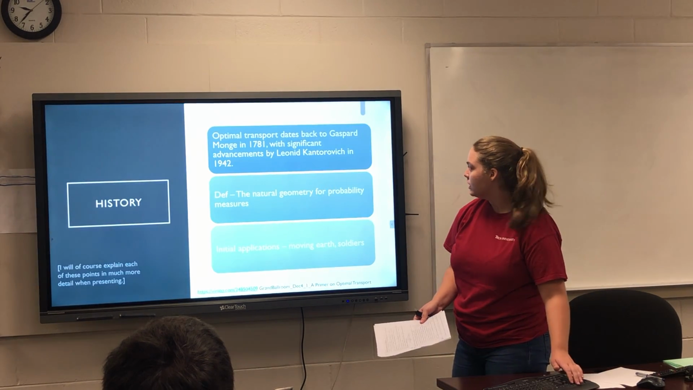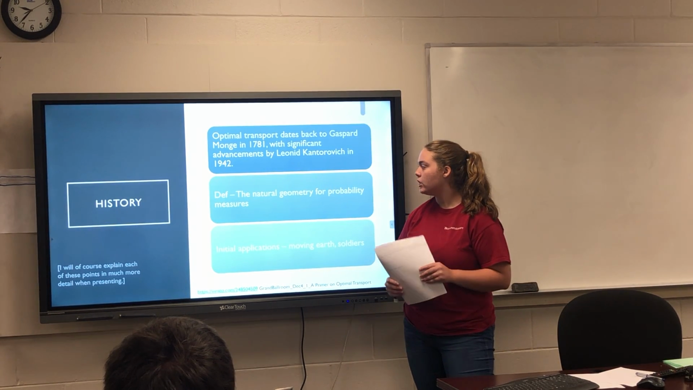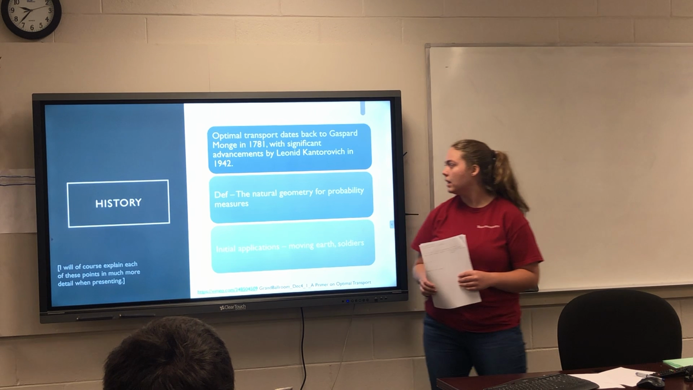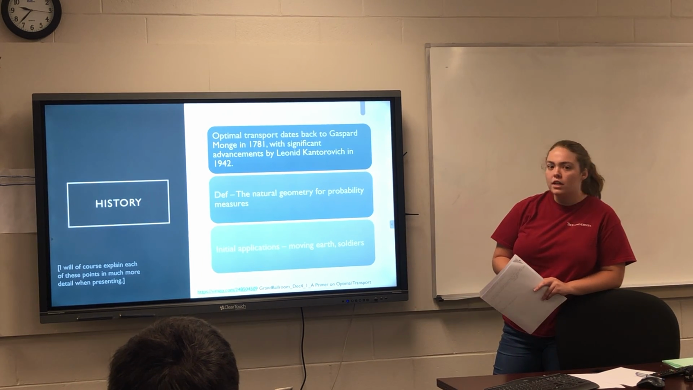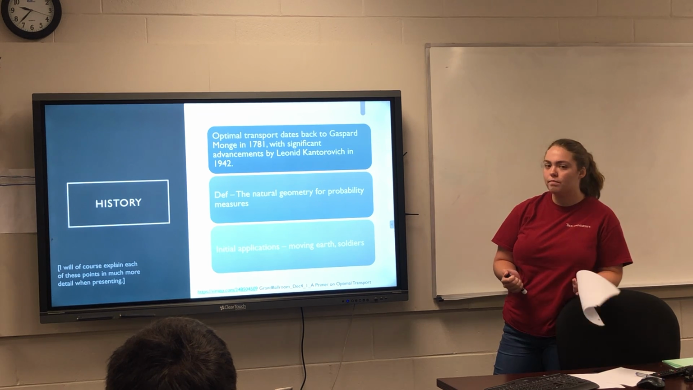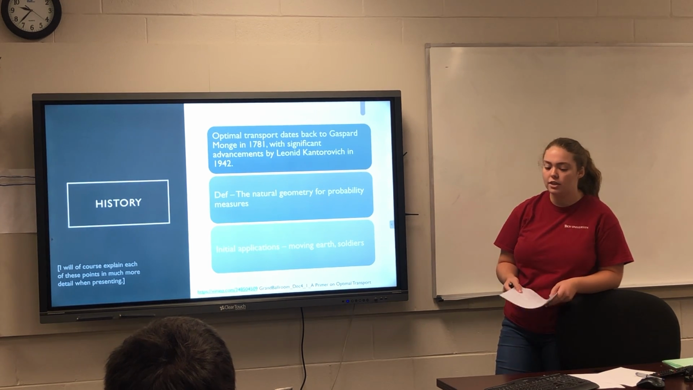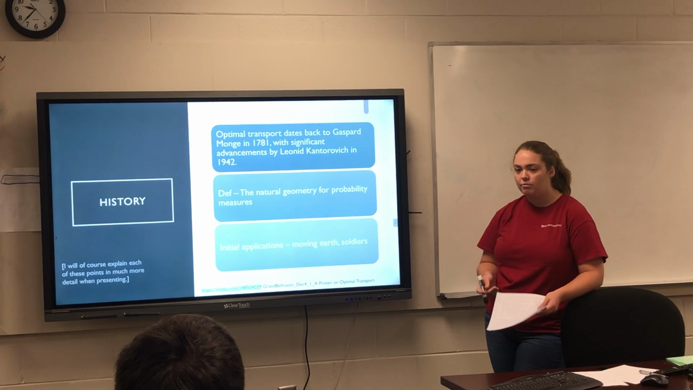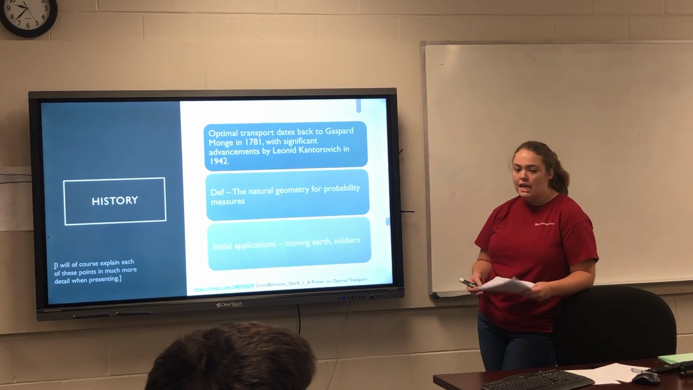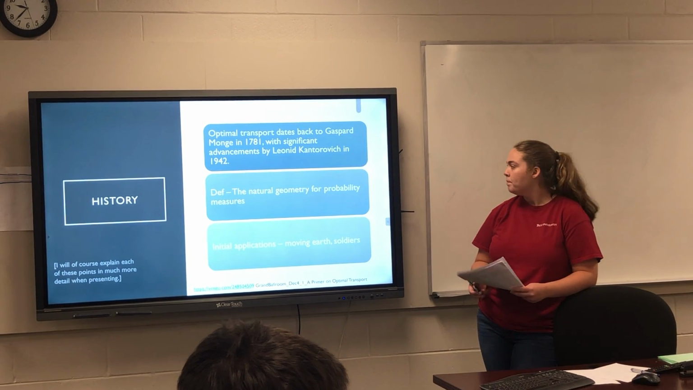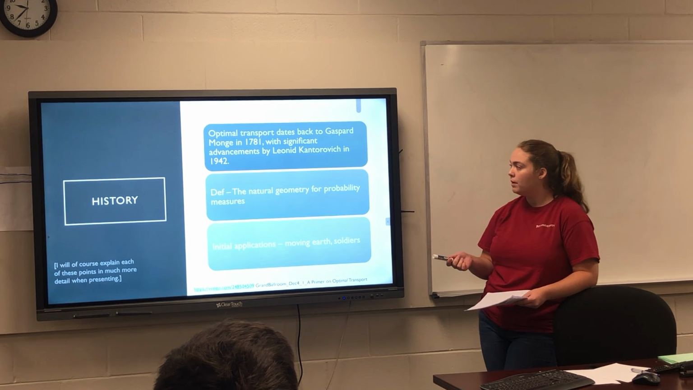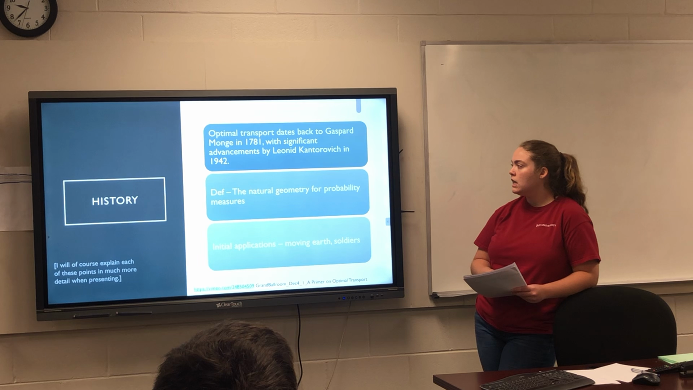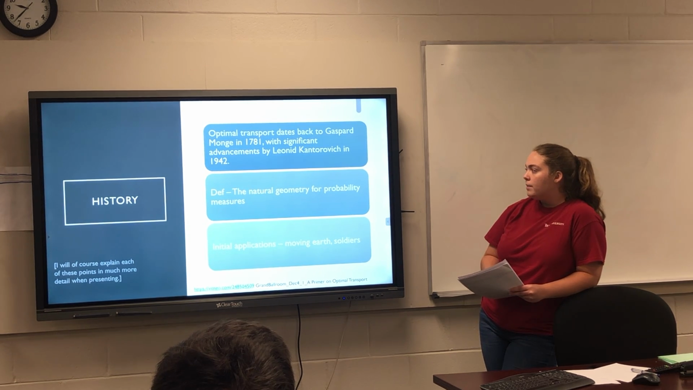In optimal transport, they started talking about that problem dating back to the 1700s with Monge. Basically, optimal transport tries to find the most efficient way to transport anything from one location to another. Monge first made the problem in 1781, and then later in the mid-1900s, Kantorovich added to it.